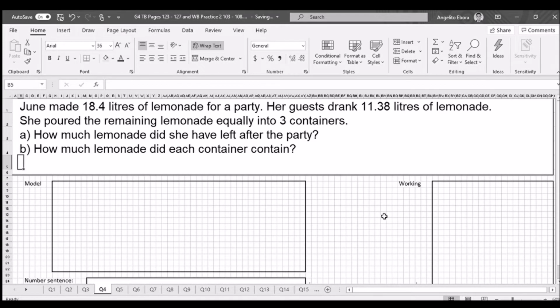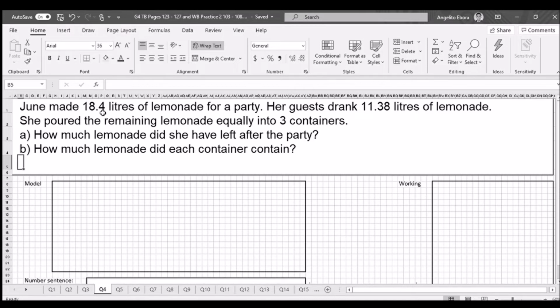Let's move on to question number 4. Okay, this one, you can find this question in the guided practice of your textbook, page 126. So June made 18.4 liters of lemonade for a party. Her guests drank 11.38 liters of lemonade. She poured the remaining lemonade equally into 3 containers. So we have 2 questions, A and B. How much lemonade did she have left after the party? How much lemonade did each container contain?